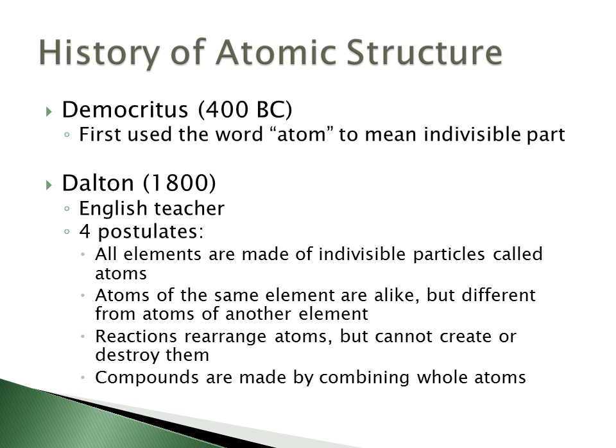In 1800, approximately, Dalton, who was an English teacher, actually came up with four postulates to help explain what an atom was. First, he said that all elements are made of indivisible particles, which are called atoms. Then he said that atoms of the same element are alike with each other, but they're different from atoms of another element. So we get this idea of categorizing atoms into types. He said that reactions would rearrange the atoms, but couldn't create or destroy them, and we call that conservation of matter today. He also came up with this idea of compounds, and he said that a compound would be made when you're combining whole atoms.